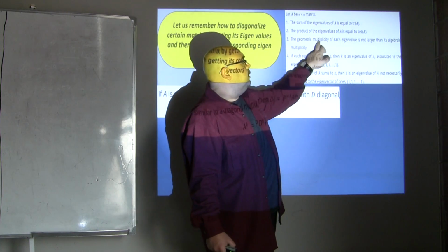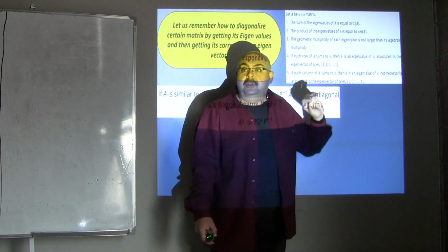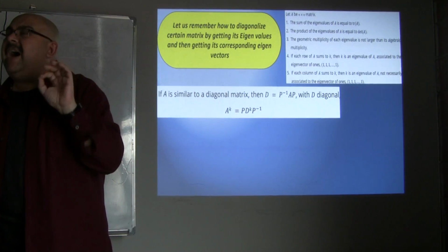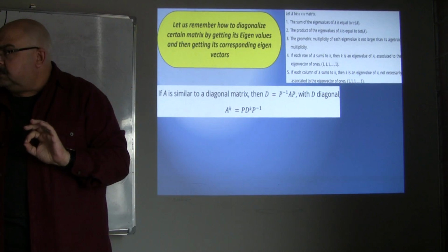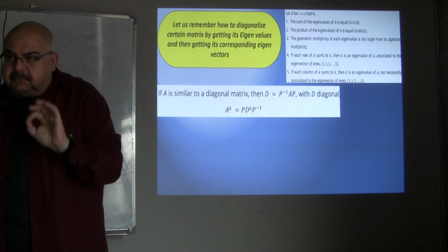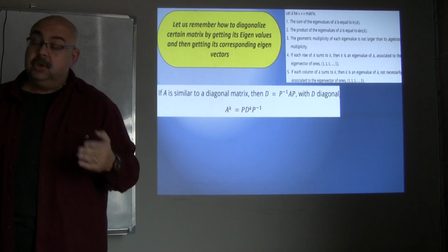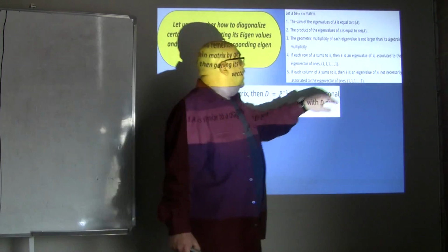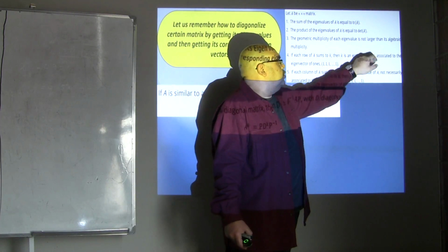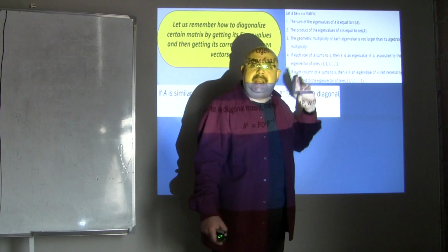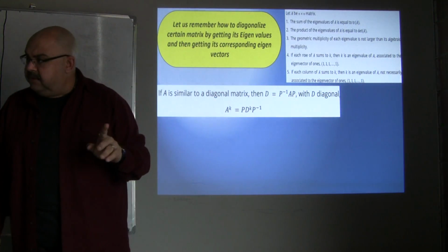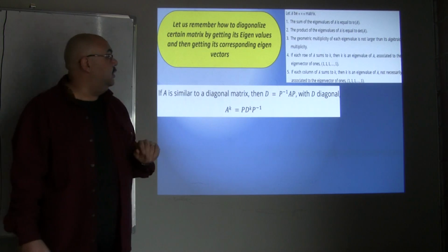The geometric multiplicity of each eigenvalue is the dimension of the eigenspace, as we saw in the previous session. You will have to look at it, okay? And the geometric multiplicity of each eigenvalue is not larger than its algebraic multiplicity. The algebraic multiplicity is the multiplicity of the eigenvalue as a root while we are evaluating them.